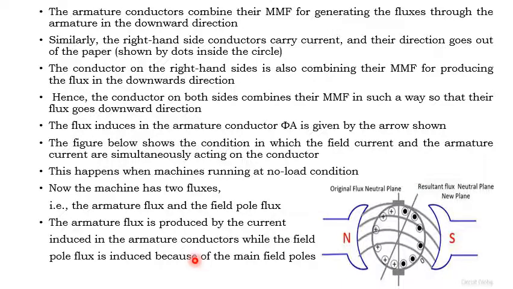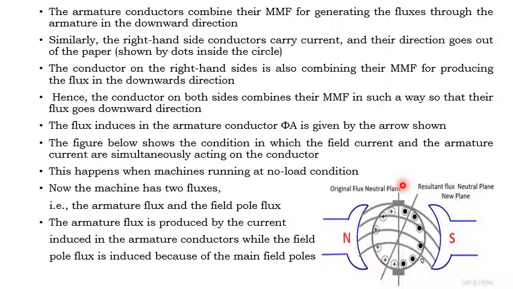Now the machine contains two fluxes. What are those fluxes? The armature flux and the field pole flux. One is the armature flux, which is produced by the current inside the armature conductor, and the other is the field pole flux, which is produced by the main field poles. So that is shown here.